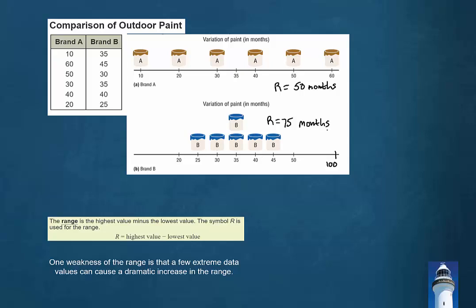So while the range can sometimes effectively describe how spread out the data values are in a data set, it is not always ideal.